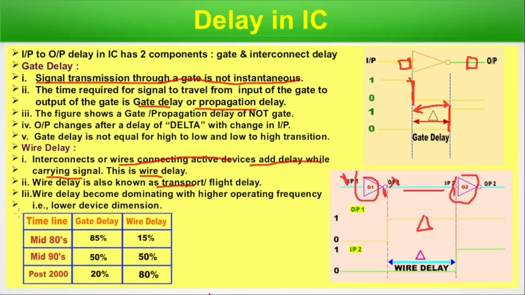Now that is a table. In the mid-80s, gate delay was 85% and 15% of the total delay was contributed by wire delay. As we moved to smaller devices in the mid-90s, the ratio became 50-50. Now, post-millennium, the situation has worsened so much that gate or cell delay only contributes 20% of the whole delay, whereas 80% comes from wire delay. So, although today we have discussed what gate delay and wire delay are, we will mostly concentrate our episode on wire delay. So, let's move to the next slide.